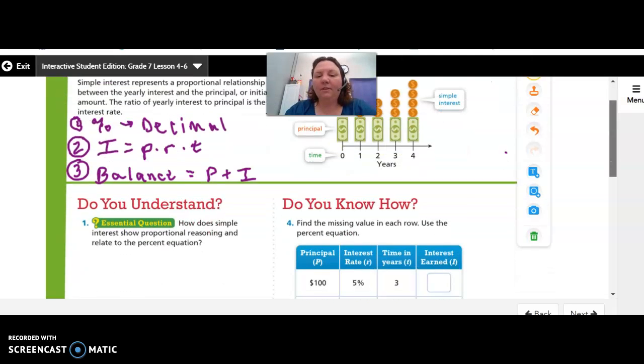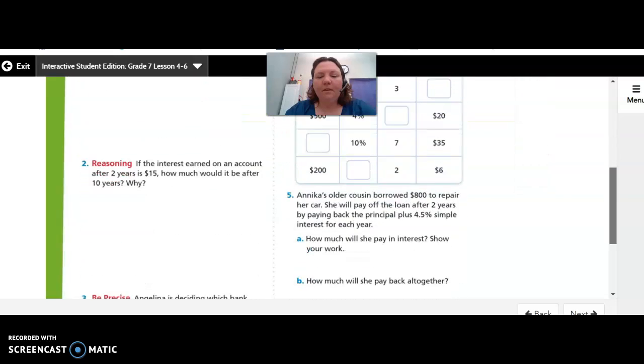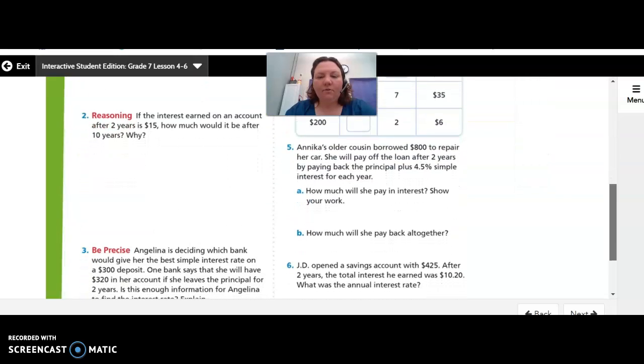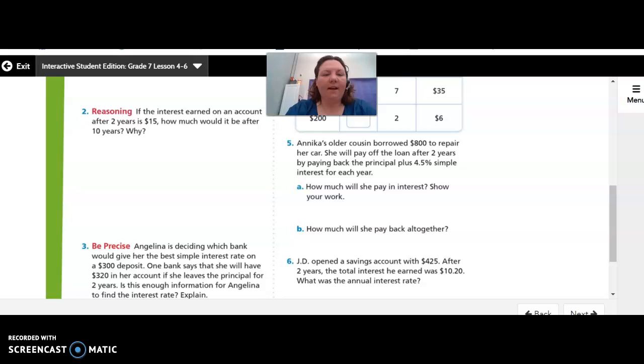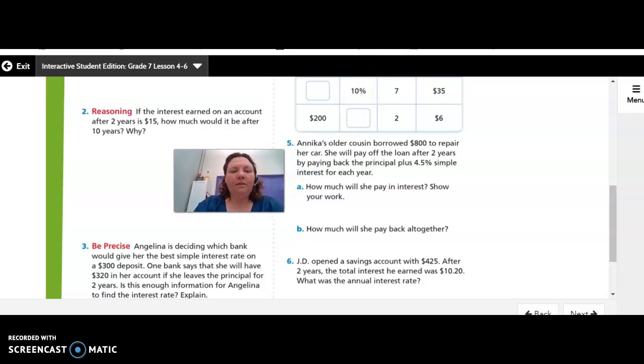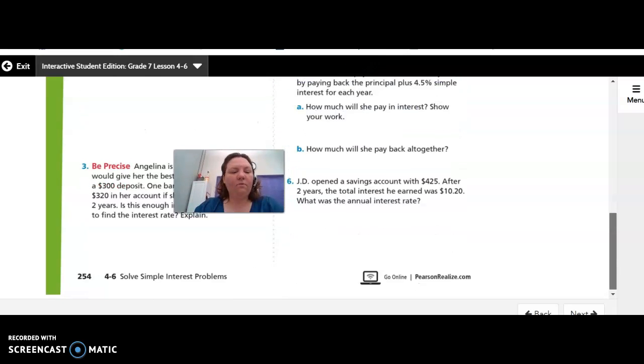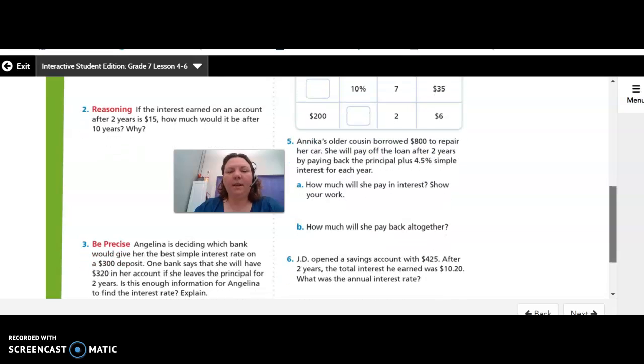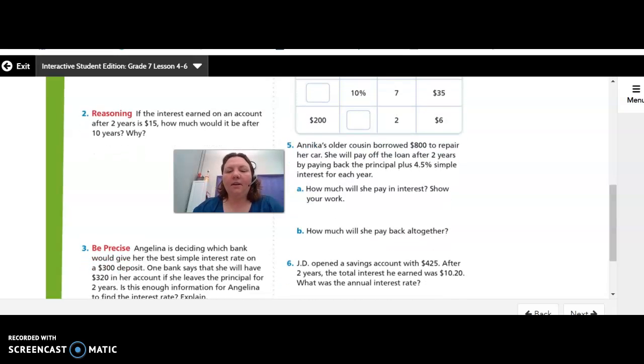And the balance is my starting principal plus the interest that I earn. You'll want to have that note written down so that you have it to refer to. Let's do one more practice problem here. So I'm going to look at number 5. Number 5, I'm on page 254 of our workbooks right now. Annika's cousin borrowed $800 to repair her car. She'll pay off the loan after 2 years with an interest rate of 4.5%. How much will she pay in interest?